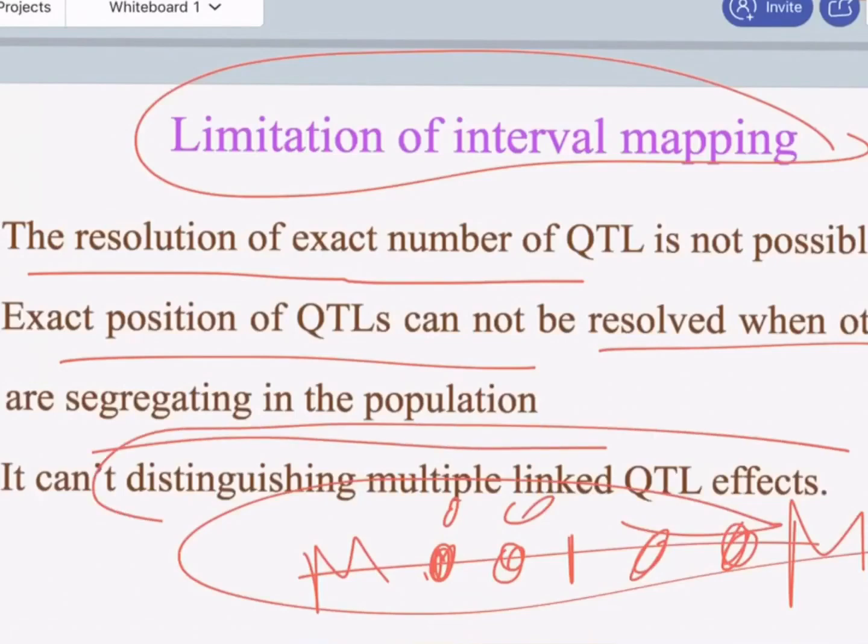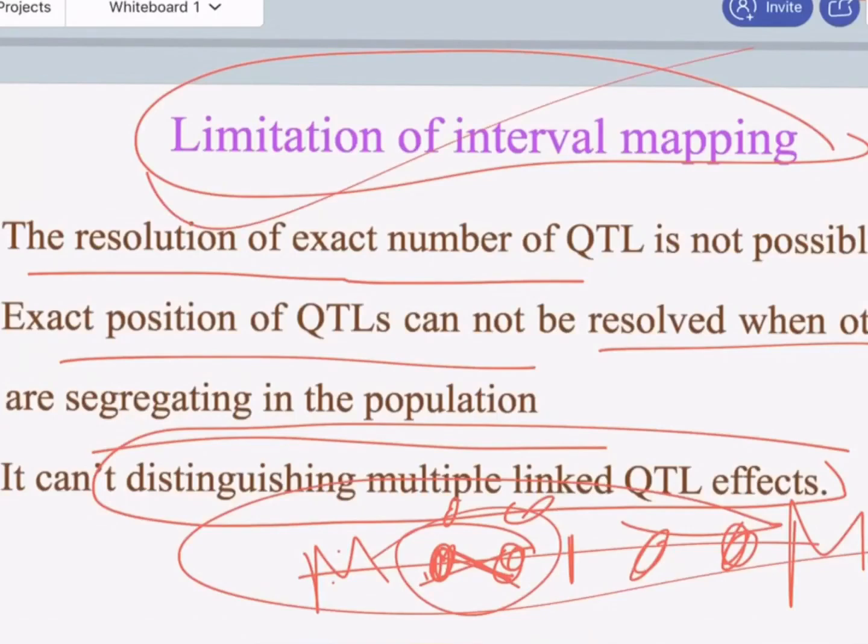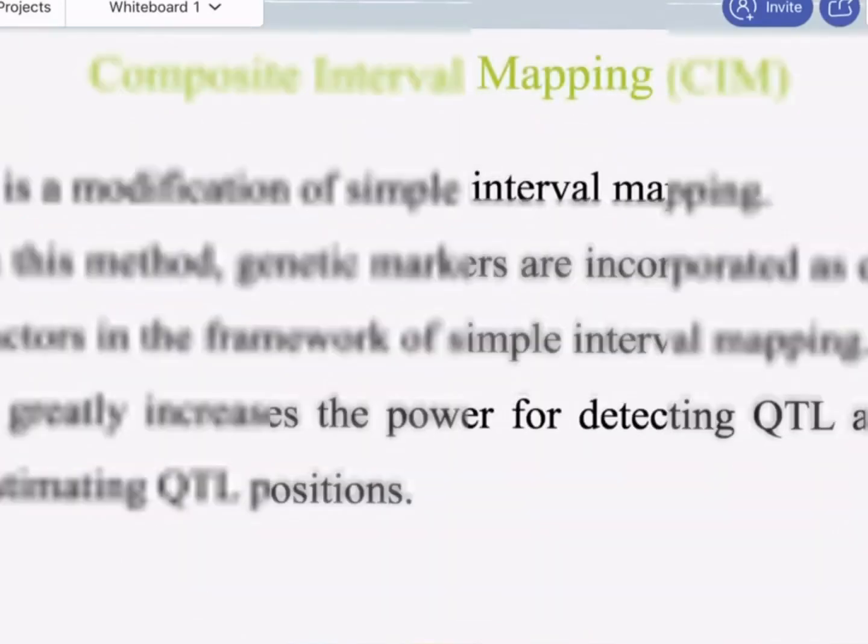It can't distinguish multiple linked QTL effects. Suppose we talk about the marker and marker-QTL interactions or recombinations. Here there are so many recombinations occurring between the QTLs, so we can't know with the help of such simple interval mapping.